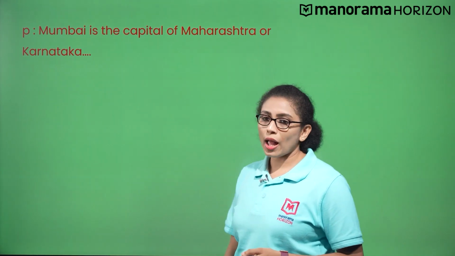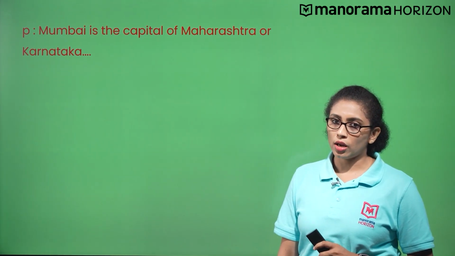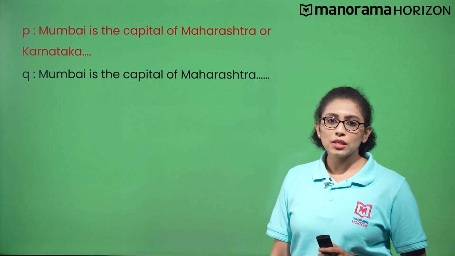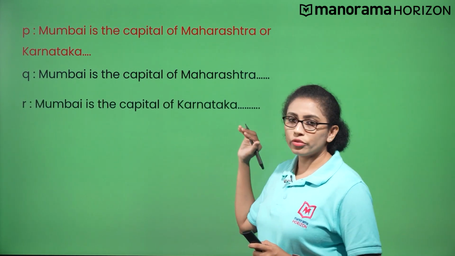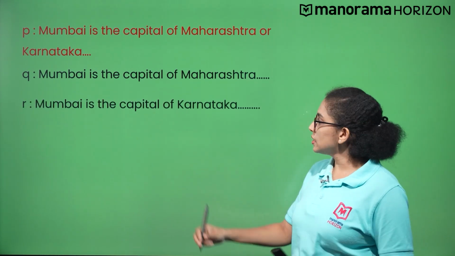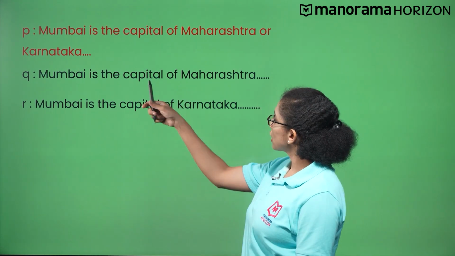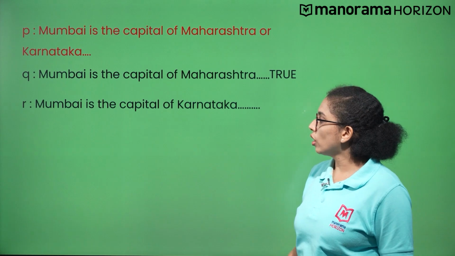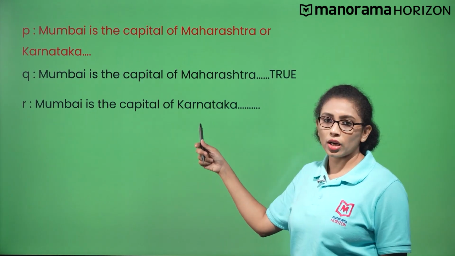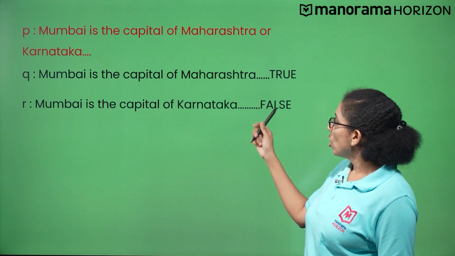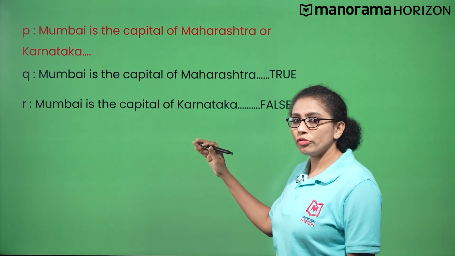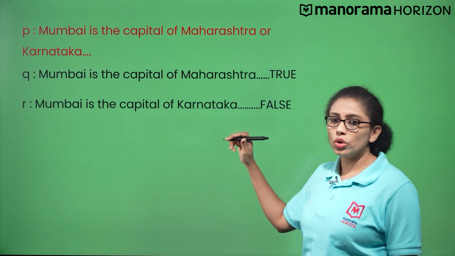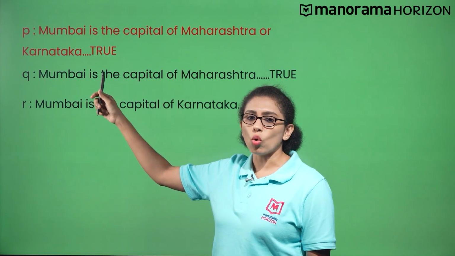Again, consider the following statement. Mumbai is the capital of Maharashtra or Karnataka. The component statements are: Mumbai is the capital of Maharashtra. Then, Mumbai is the capital of Karnataka. Now, can you tell me, is the first component statement true or false? It's the capital of Maharashtra, so it is true. Now, what about this one? Mumbai is the capital of Karnataka. It is false. So, since one of the component statements is true, the compound statement is also true.